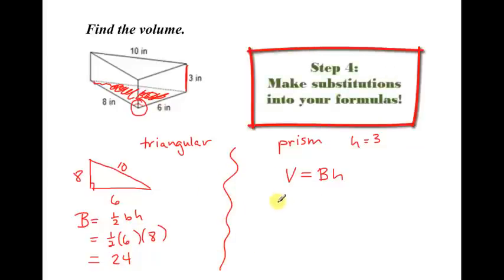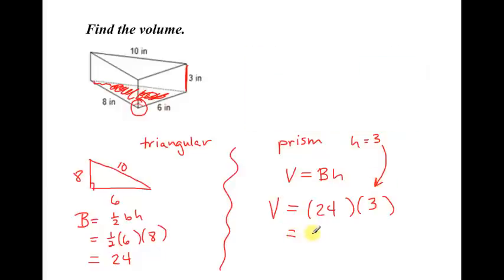All right, I'm ready to plug it into my formula for volume. So over here, my base area, just figured that out, 24 square inches times the height, which was 3 inches. That comes right from up here. And our final answer is 72 cubic inches of volume.